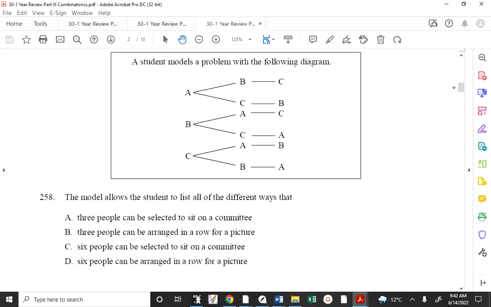Well, this is kind of the same as the one you had asked about earlier, except you don't have any details about what A, B, and C are. Student models a problem with the following diagram.